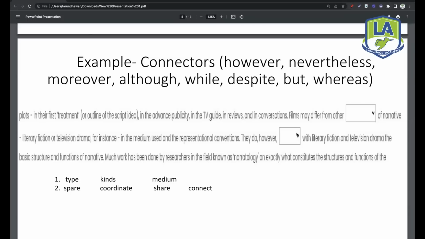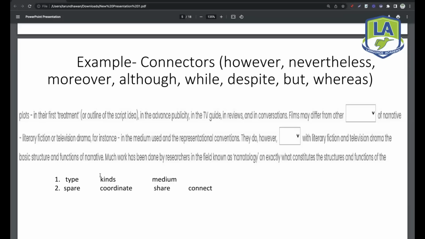So let's see which word conveys similarity here. Films do dash the basic structure and functions of narrative. Can we say films do spare with? Spare does not come with film. Films coordinate with literary fiction and television drama. Coordination can be between two things that can work together. So you cannot say films do coordination with fiction. Rather, films do share with fiction and drama the structure and functions of narrative.